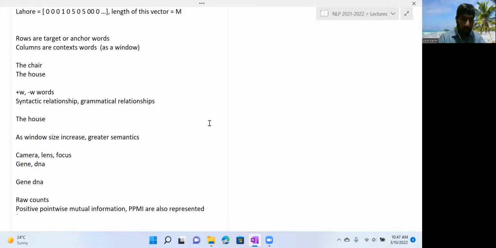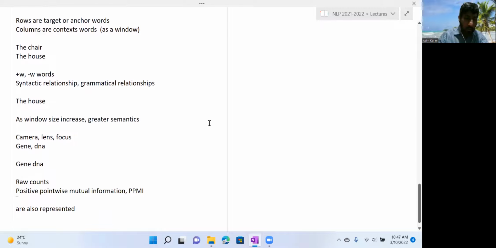PPMI is actually related to correlation. Of course, it's based on mutual information, but the formula is similar to correlation, and you take the log of it. So PPMI of word i and word j, where word i is the target word and j is the context word.